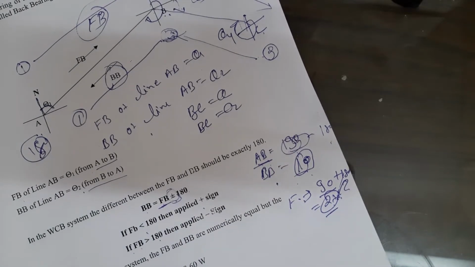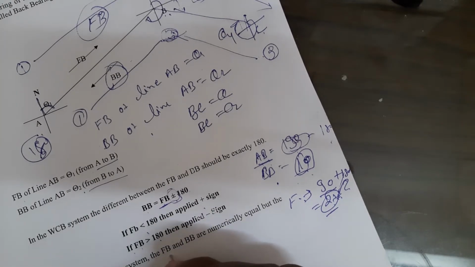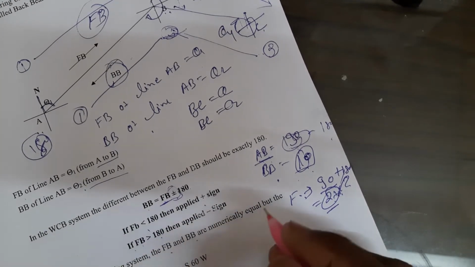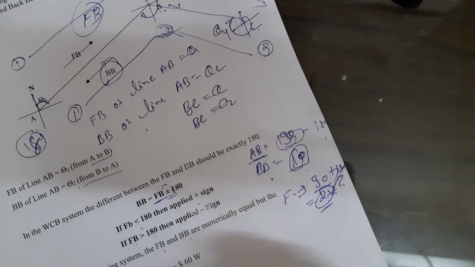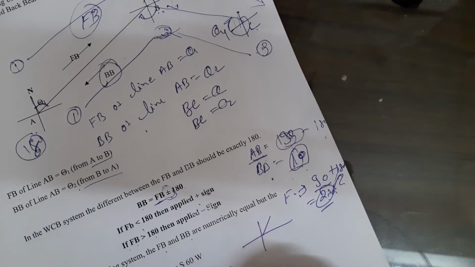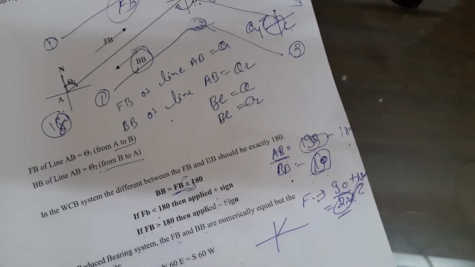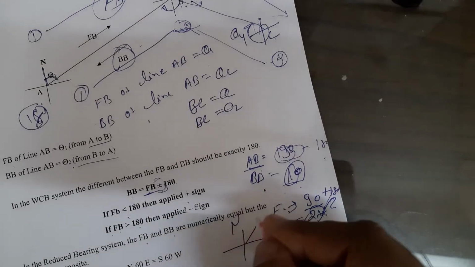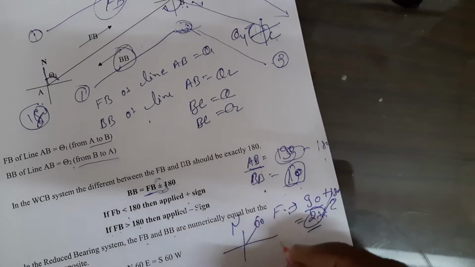What is reduced bearing? In the reduced bearing system, forebearing and back bearing are numerically equal. Meaning the numbers are the same, like if the forebearing is given as north 60 degrees towards east.